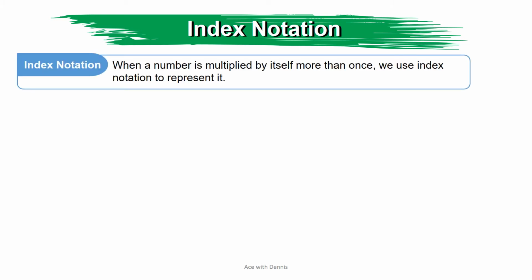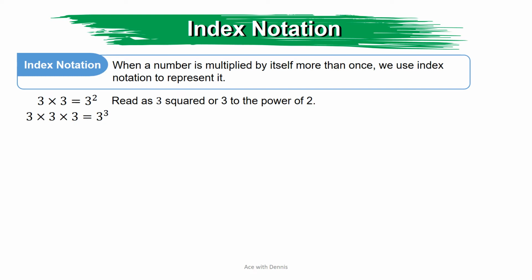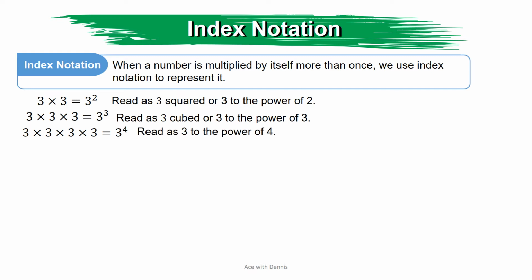Index notation. When a number is multiplied by itself more than once, we use index notation to represent it. For example, 3 times 3 equals 3 squared. We read it as 3 squared or 3 to the power of 2. 3 times 3 times 3 equals 3 cubed. We read it as 3 cubed or 3 to the power of 3. 3 times 3 times 3 times 3 equals 3 to the power of 4.